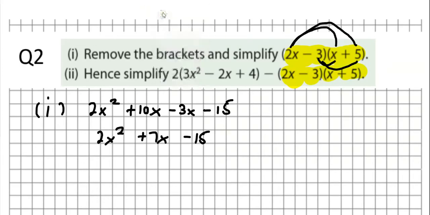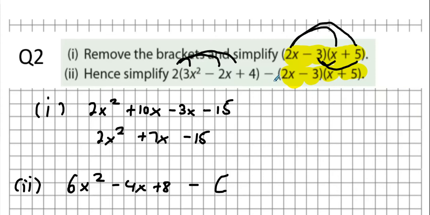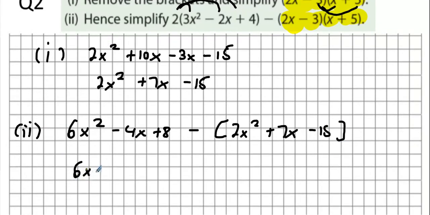So in part 2, sorry guys, in part 2 what we can do is 2 times the starting off part, because there's nothing in between the 2 and the brackets. That means multiply, so you're going to get 6x squared minus 4x plus 8. Minus the answer of part 1, because it's minus, see the minus there? It's minus the answer of part 1. So we're going to have to multiply in by minus. Make sure everything's okay. So we're going to get 6x squared minus 4x plus 8.